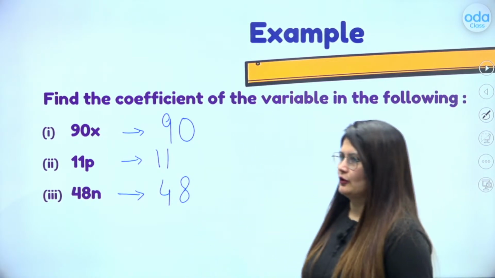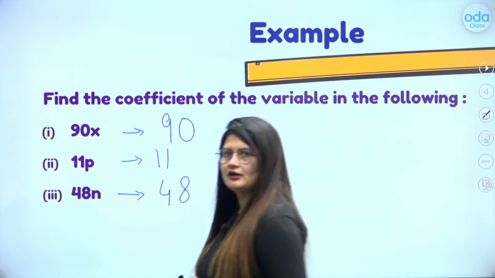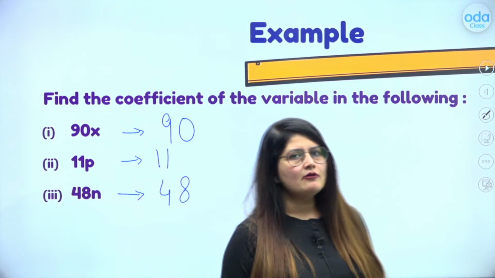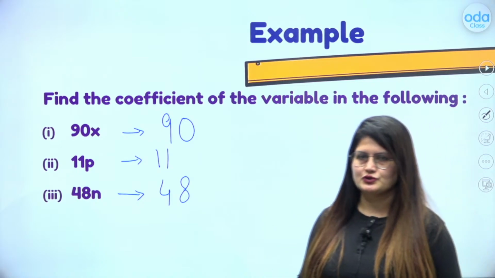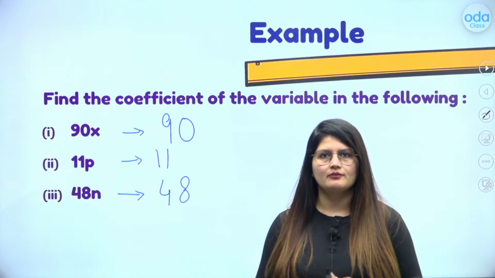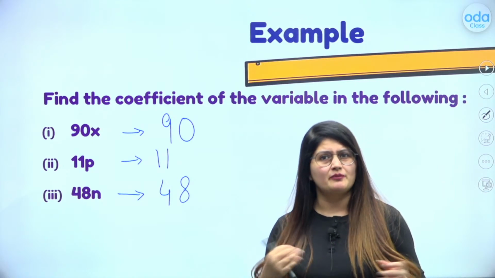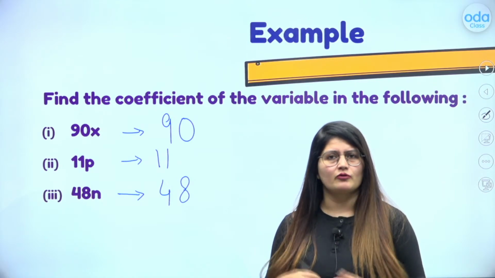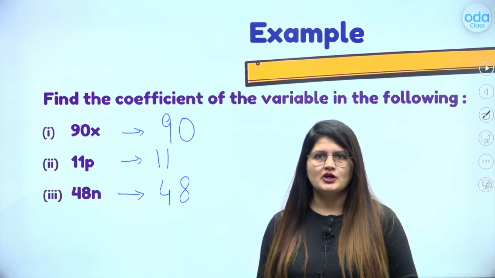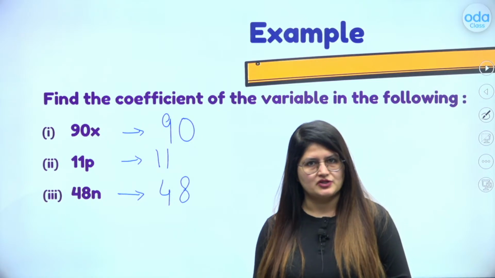Okay, now moving on. We are very clear with what is a variable, what is a constant and what is a coefficient. Now let's move to the next thing, which is what is an expression. Because if we talk about algebra, you must have heard the term algebraic expression, or what is an expression. You must have heard or read such terms. So let's talk about what an expression is.